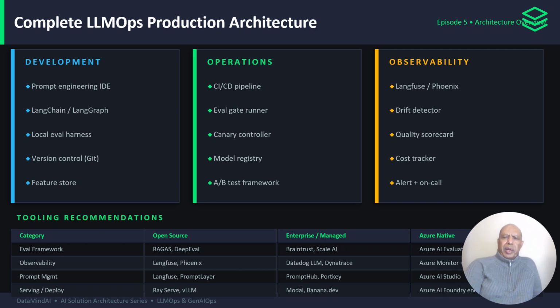Again, the observability layer. Langfuse is my open source recommendation for LLM observability. Phoenix from Arize is excellent for RAG-specific monitoring. On Azure, Application Insights handles the traditional telemetry, but you'll want the AI-specific metrics layered on top. Now, tooling philosophy: start with open source, upgrade to enterprise when you hit scale. Don't let vendors lock you into a proprietary evaluation framework before you understand your own quality requirements.